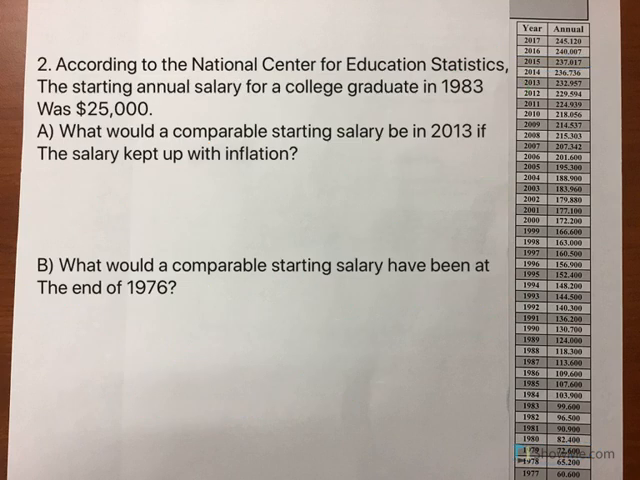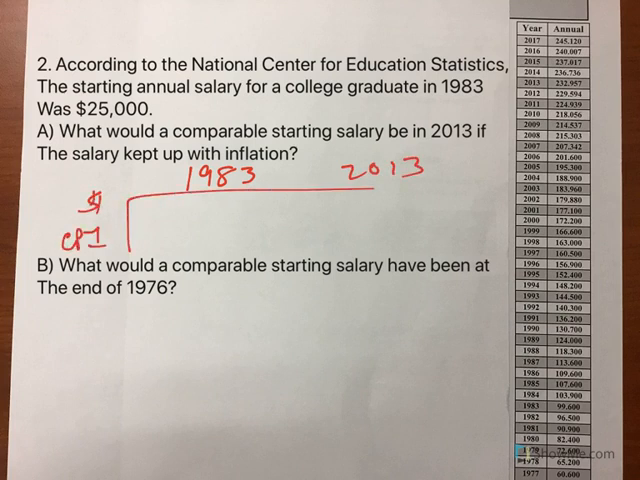According to the NCES, the starting annual salary for a college graduate in 1983 was $25,000. What would that be in 2013 if it kept up with inflation? So now we're comparing 1983 to 2013. And again, we're going to compare money to CPI.